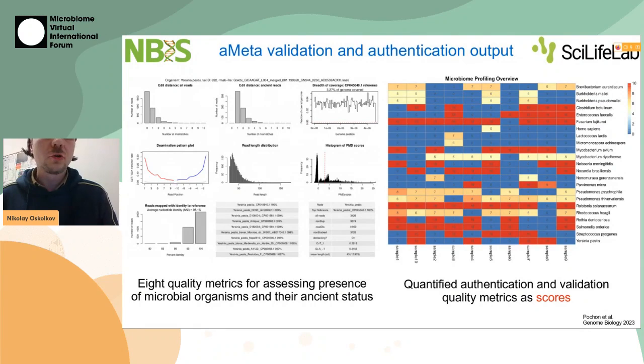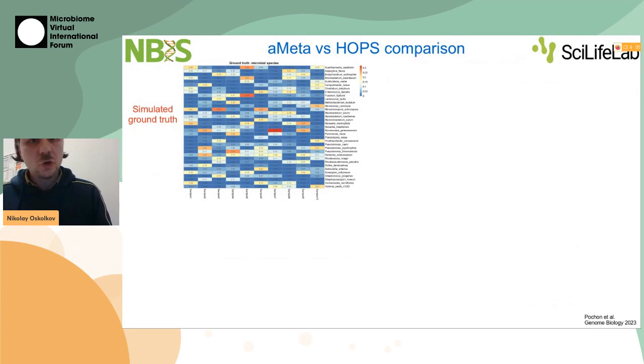We try to quantify the plots on the left-hand side and digest them as scores. So we create a scoring system so that users can get this nice summary, this heat map, where they can immediately see what microbes are present and ancient in what sample. And also, since we suggest a new method, aMeta, we wanted to do a formal comparison with HOPS. This was done extensively using different simulated datasets, and also real data.